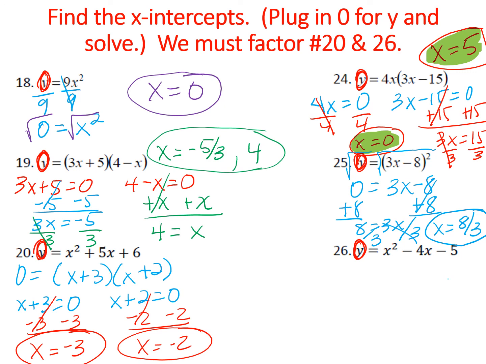And last but not least, for 26, the two factors that you should have come up with are x minus 5 and x plus 1. Set each of those equal to 0.